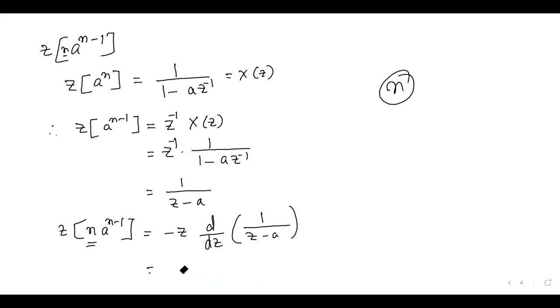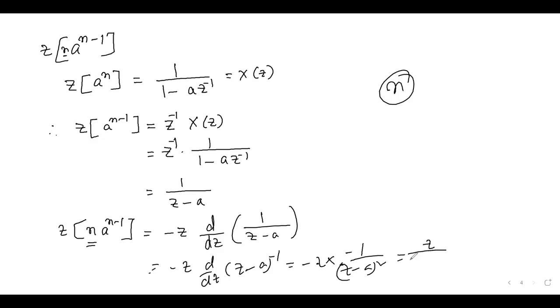Basically this is minus z d/dz of z to the power minus a to the power minus 1. That is minus z into minus 1 by (z minus a) whole square, its derivative. Okay, so that means this is z by (z minus a) whole square. All right.